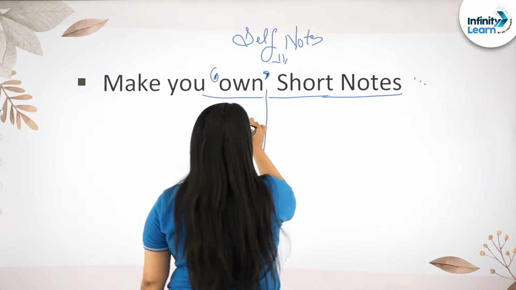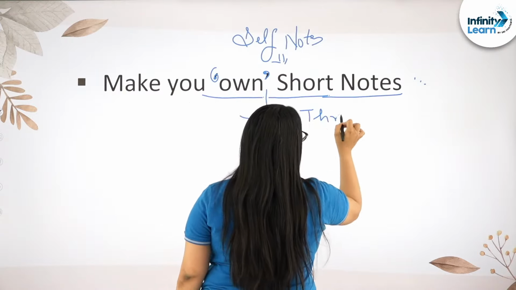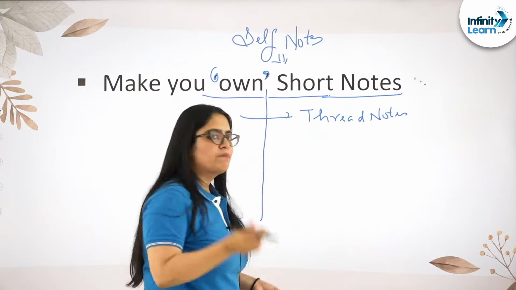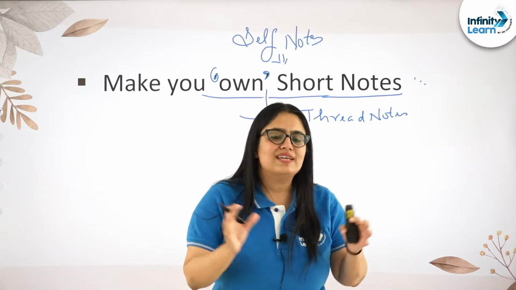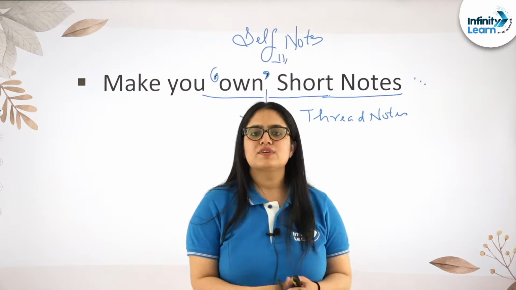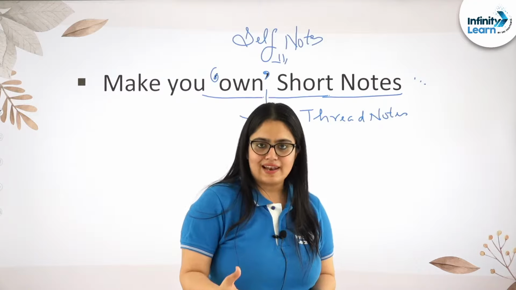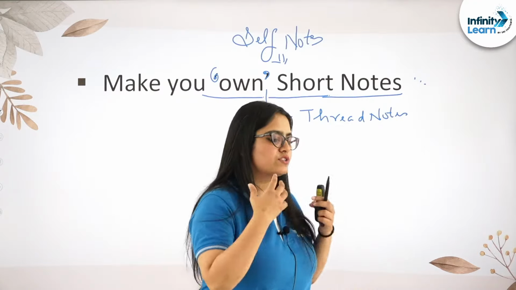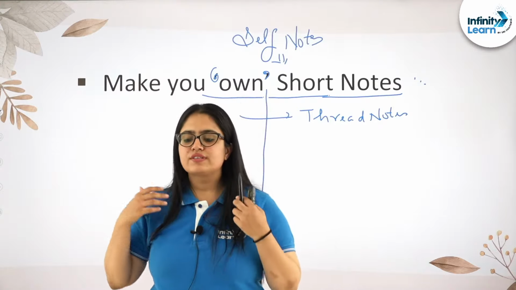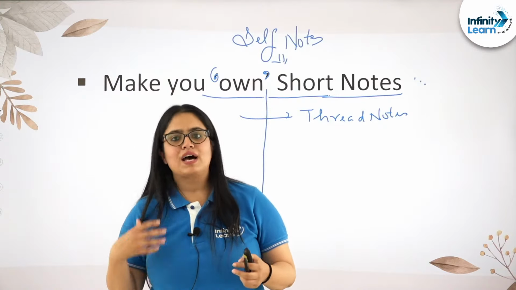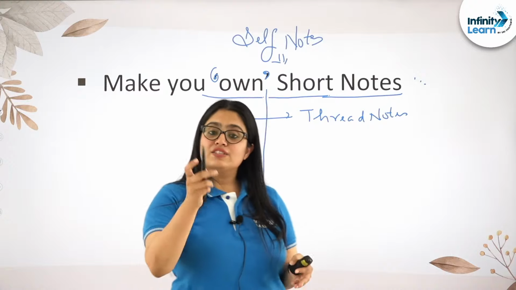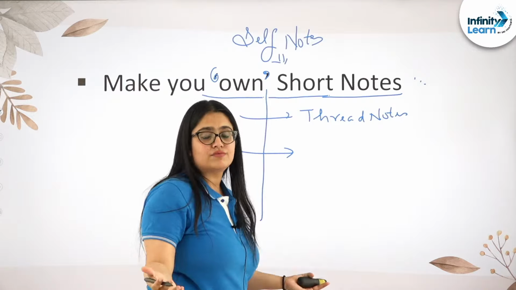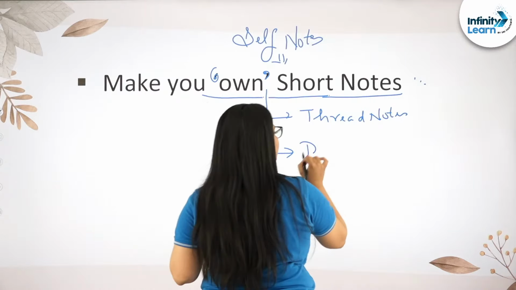So you can either use diagram notes or thread notes. Thread notes are for when a chapter is very conceptual and the diagrams are very few. For example, cell has a lot of diagrams. You have a separate diagram for the nucleus, for prokaryotic cell, for eukaryotic cell, for mitochondria, for chloroplast. A chapter like Cell: The Unit of Life or Cell Division has brilliant diagrams. You can make diagram-based notes.